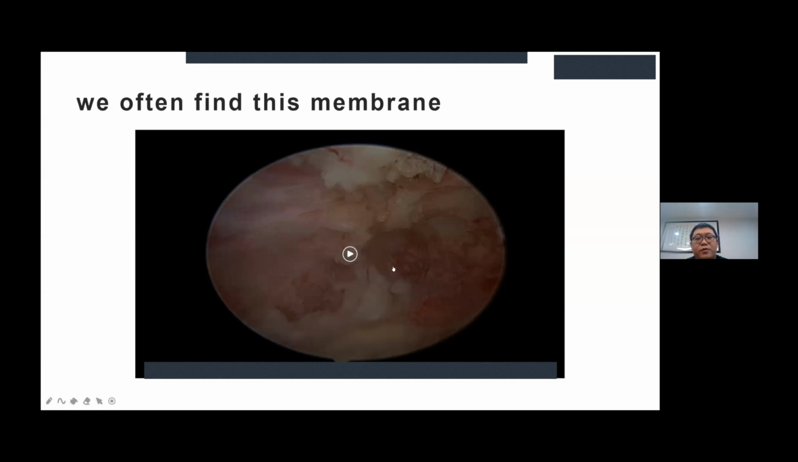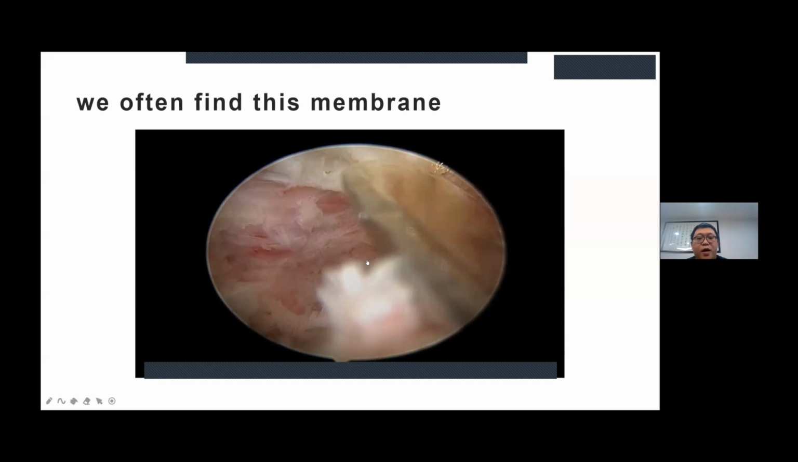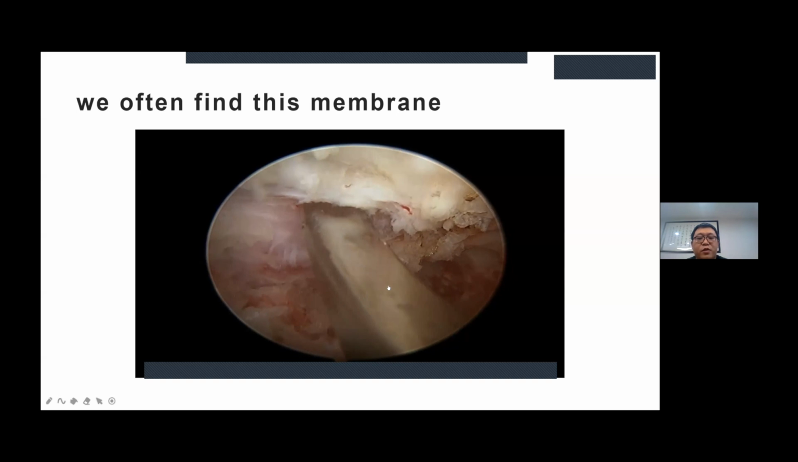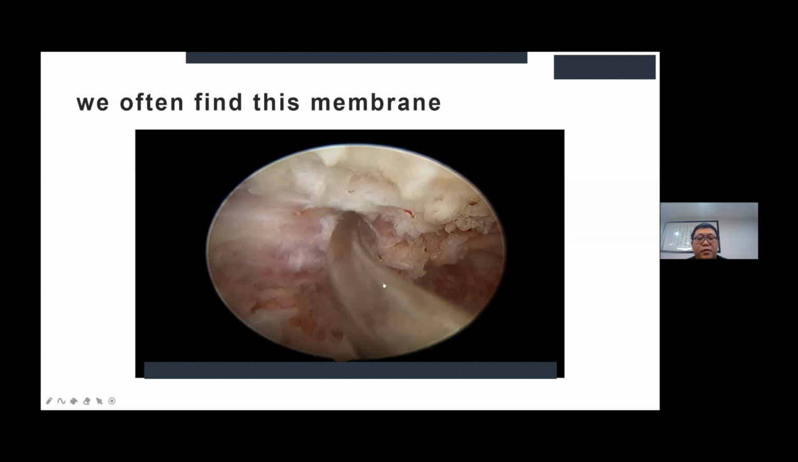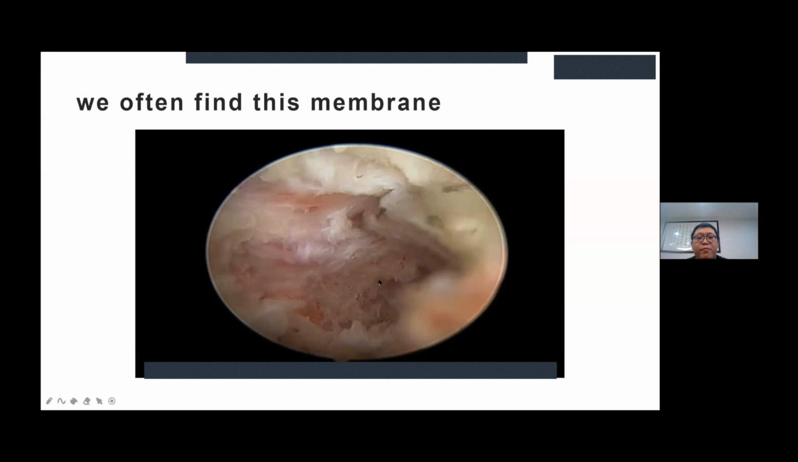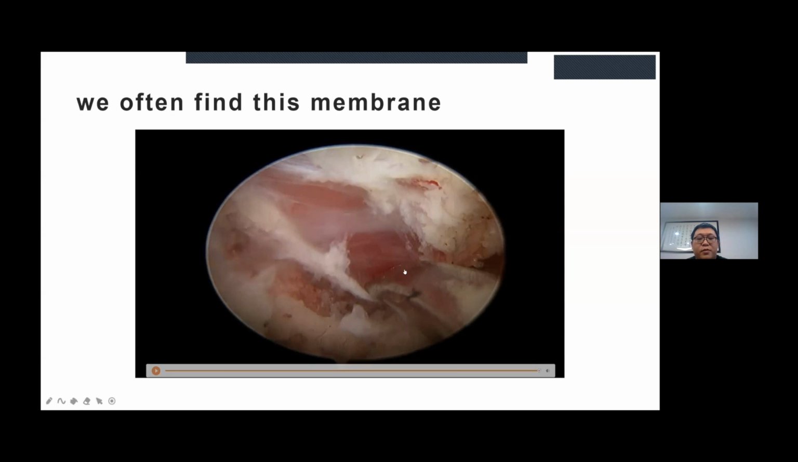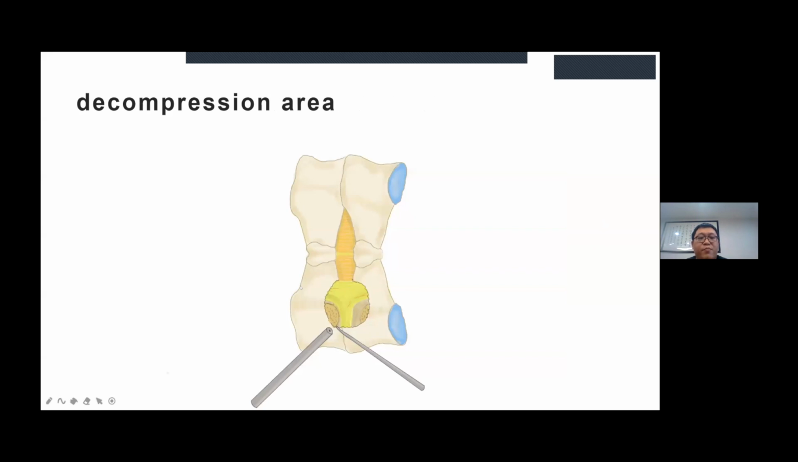We often find this membrane on the surface of the nerve root. This is not the dural membrane, so it's safe. This is the decompression area.